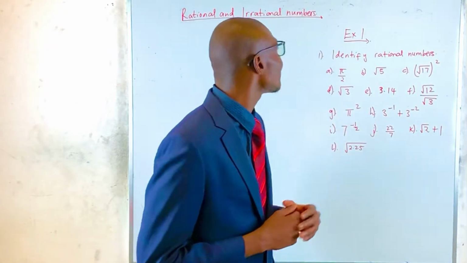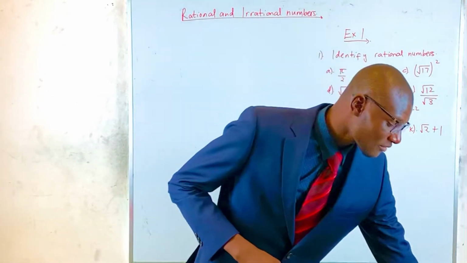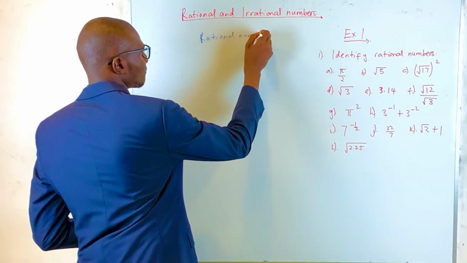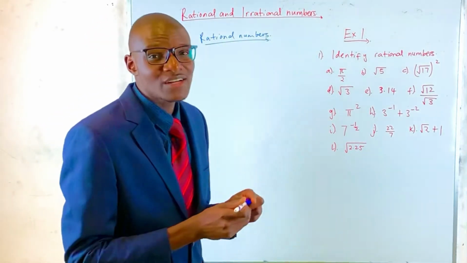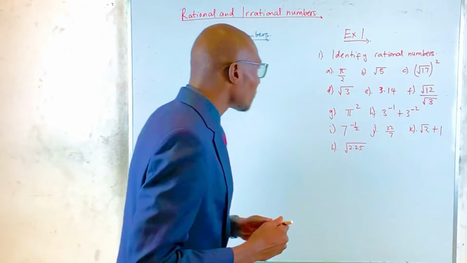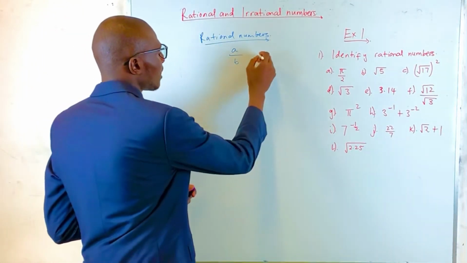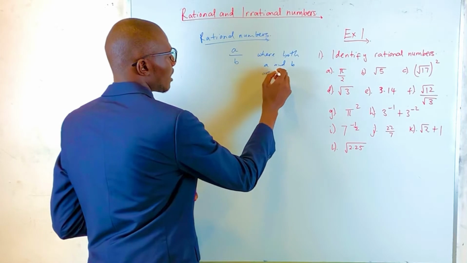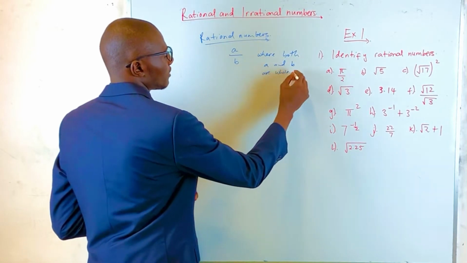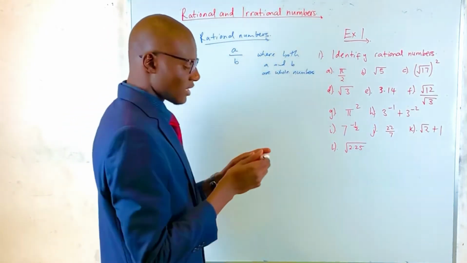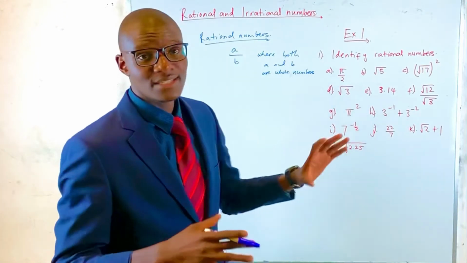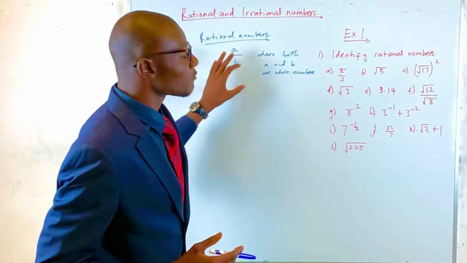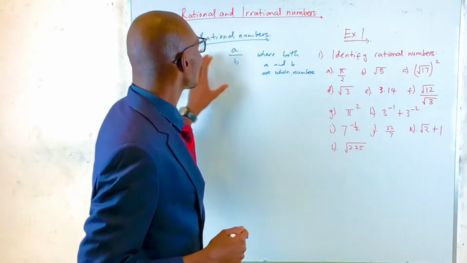So to start off, I shall define rational numbers and irrational numbers for you. Rational numbers are numbers that can be expressed in the form A over B, where A and B are both whole numbers. We really don't care whether this A over B is a proper fraction or improper fraction, but as long as we can express our number in the form A over B, in other words as a fraction, that would be a rational number.